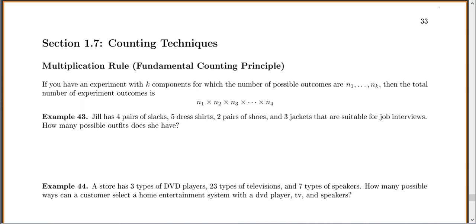If Jill has 4 pairs of slacks, 5 dress shirts, 2 pairs of shoes, and 3 jackets, that means there are 4 different things that she's putting together, or 4 components. How many possible outcomes does she have? Well, first she has to pick a pair of slacks, and she has 4 slacks to choose from. Then she needs a shirt. She has 5 shirts to choose from. She needs shoes, and she has 2 shoes to choose from. And she needs a jacket, and there are 3 jackets to choose from. So you just multiply all of those choices out, and she would have 120 different possible outcomes, or outfits.